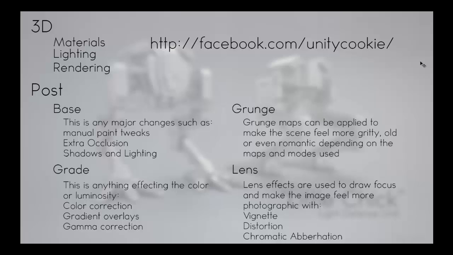Next, you move on to your grade. So any color correction you want, color grading. We use those gradient overlays, those blend ifs. So blend if this is between this color range or luminosity range. And also gamma correction if you're using linear workflow. Now, if you're not sure what linear workflow is, make sure you go ahead and Google it. There are some great resources out there for it.